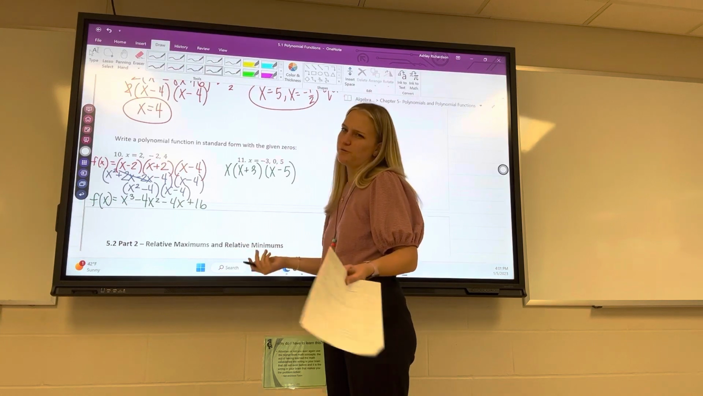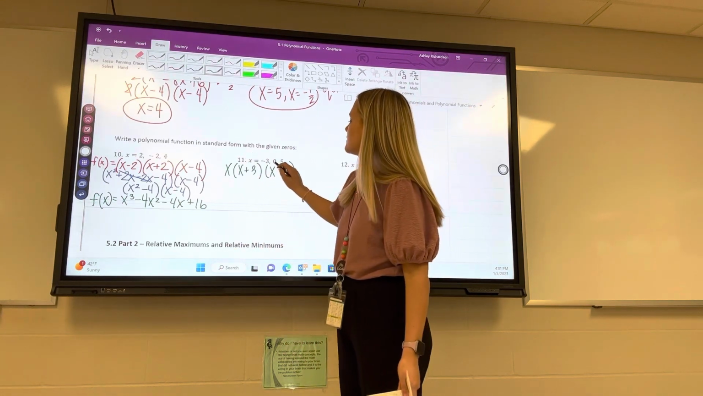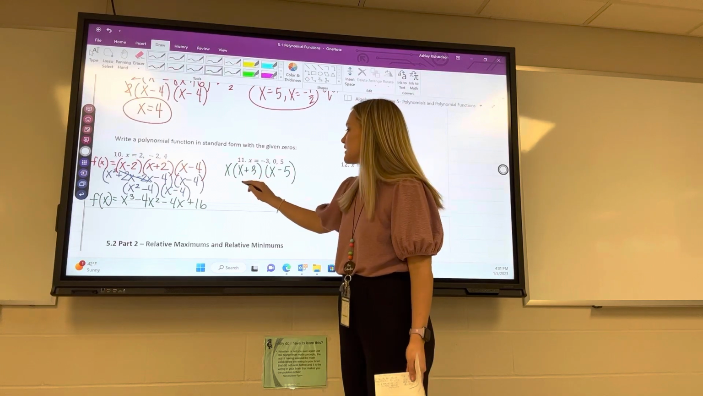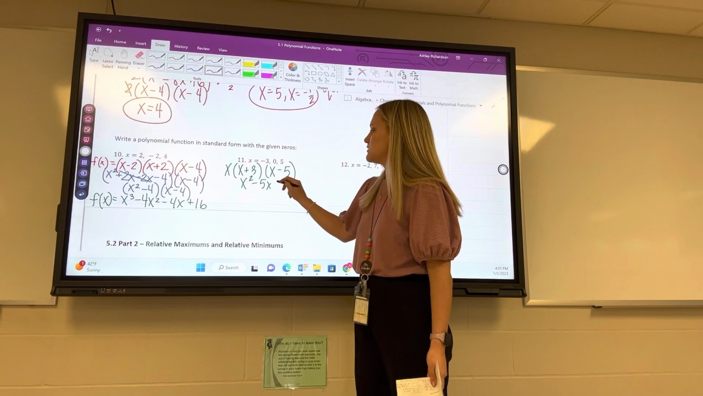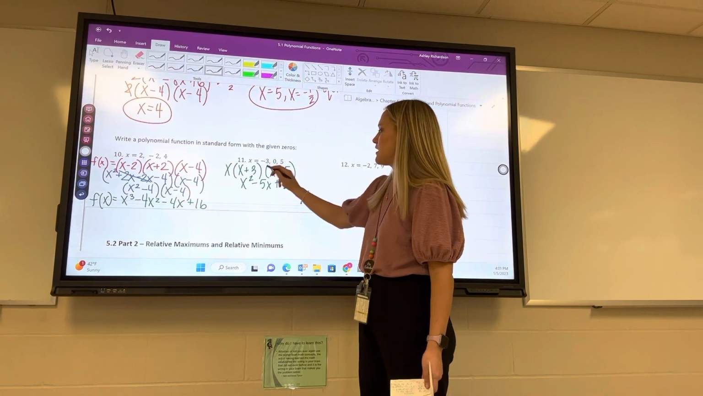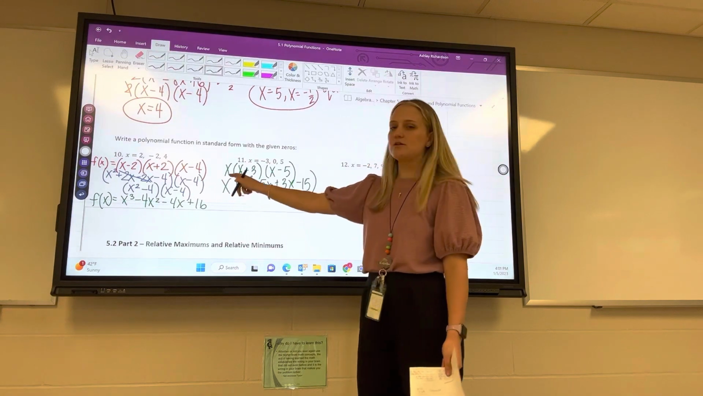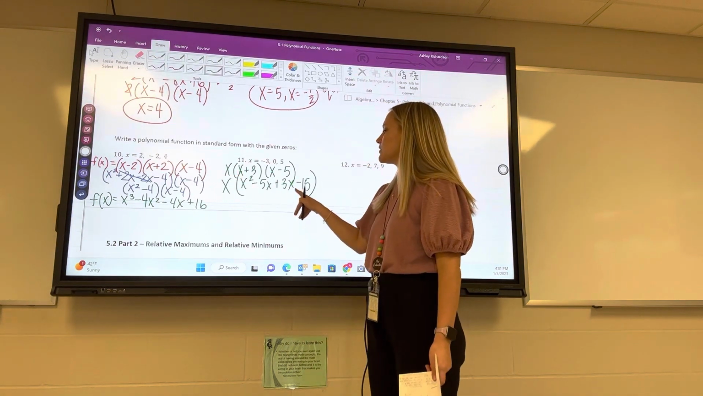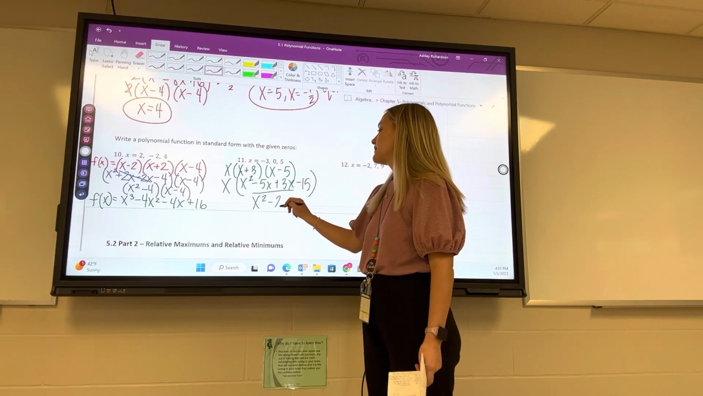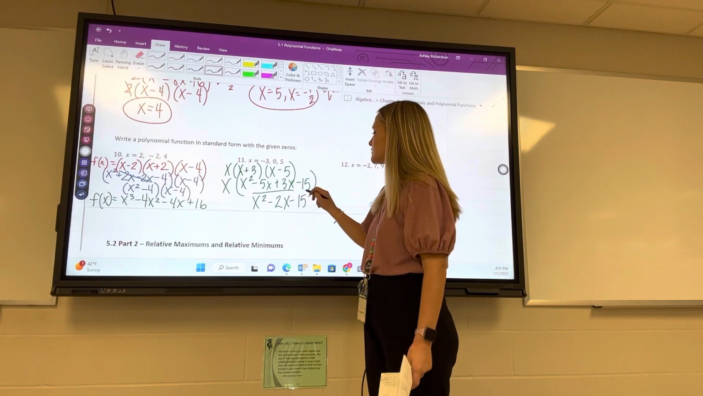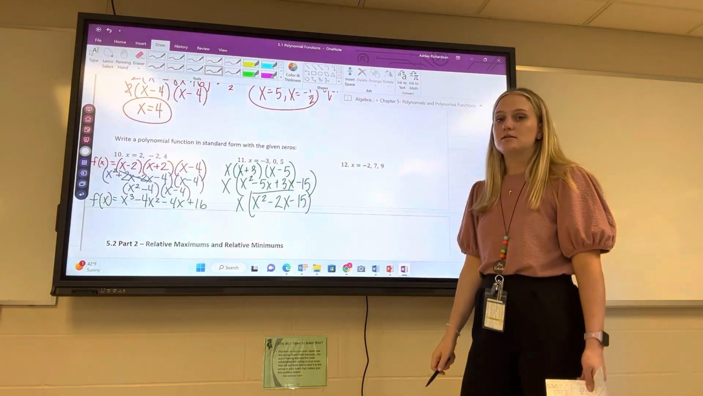So I would FOIL first and then distribute that x through. So x, first numbers, x times x is x squared. Outside would be negative 5x, 3 times x is 3x, 3 times negative 5 is negative 15. And then we still have that x out front. We can combine our like terms, so negative 5x plus 3x is negative 2x. So then I have x times x squared minus 2x minus 15.